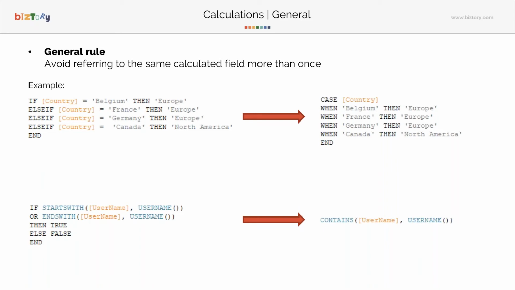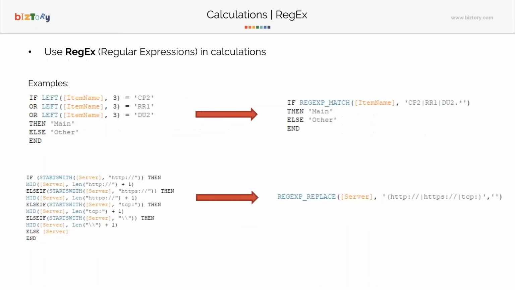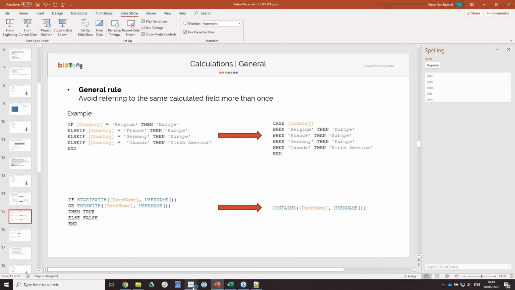So on the left hand side you see when your username starts with the username function. I will demo this in a bit for the people who are not familiar with row level security. Or if it ends with the username, which is the Tableau server username, then true else false. Instead, we could just use one native function by Tableau, which is the contains function, and it looks into the username dimension and checks whether or not your username is in that dimension. So I will show that.